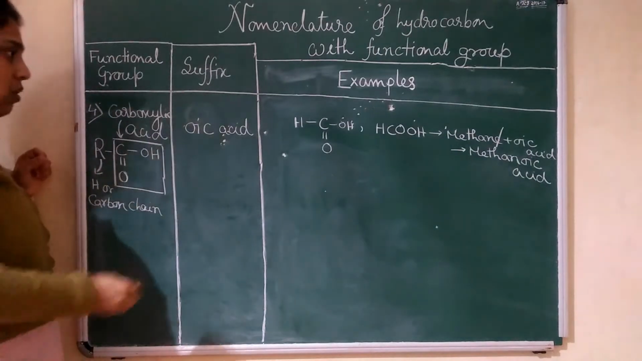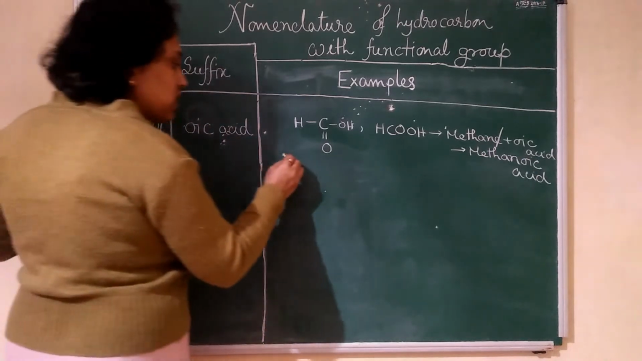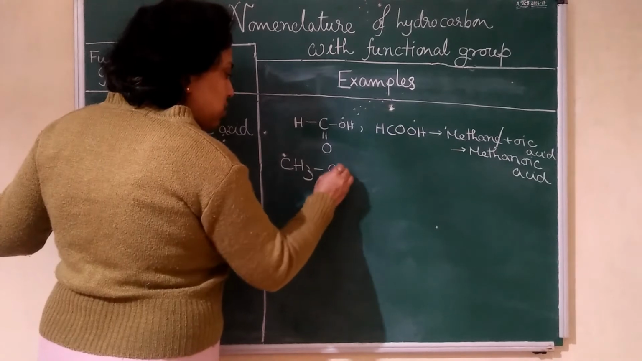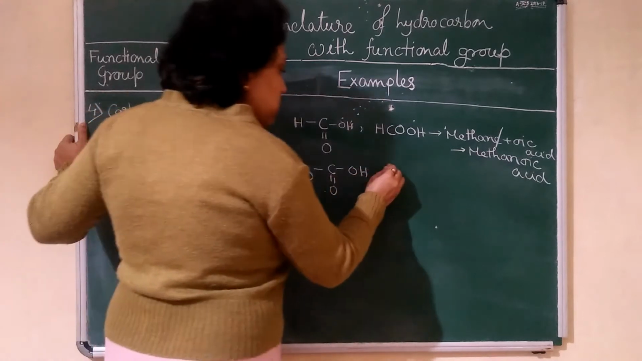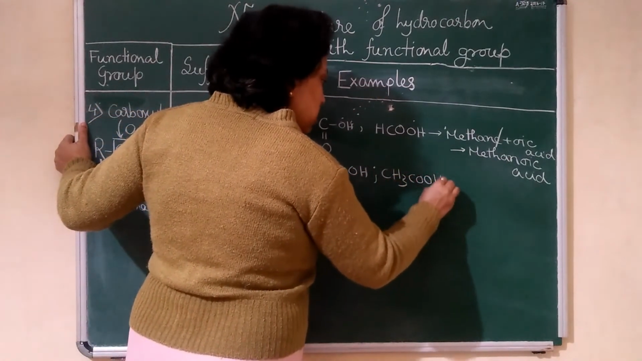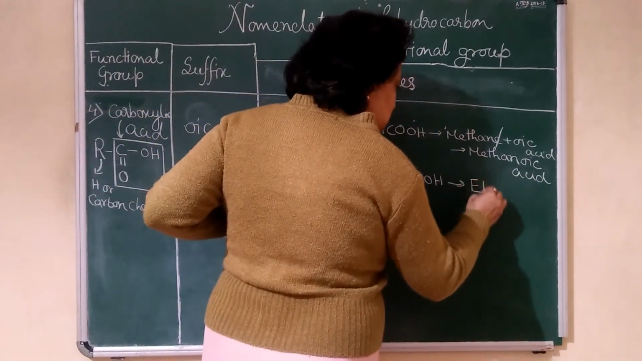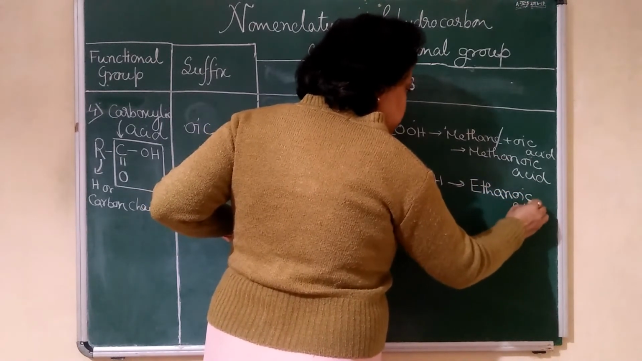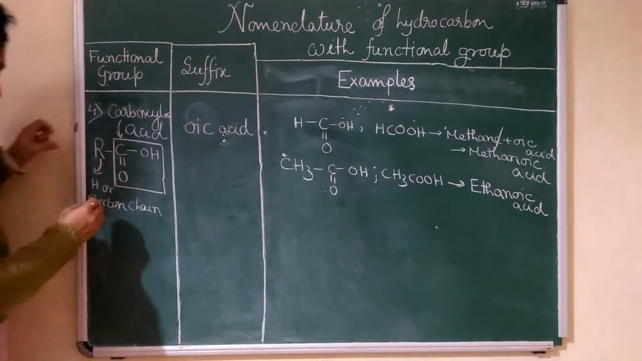Next, one more example. If R is not H, if it is CH3, C double bond O OH, now it is 2 carbon. So 2 carbon means the condensed formula will be CH3COOH. 2 carbon means it is eth, so it is ethanoic acid.